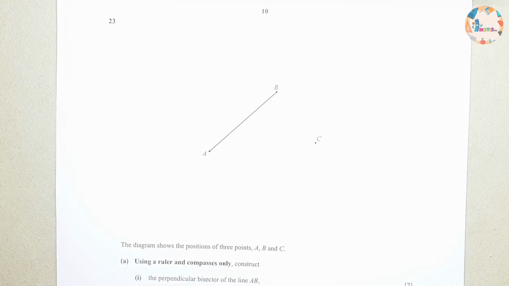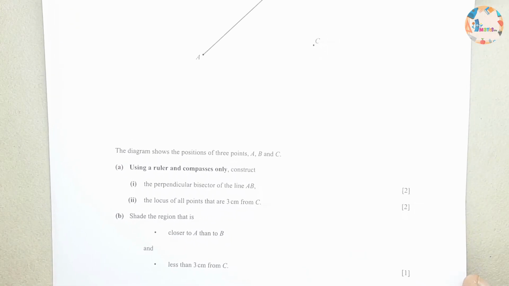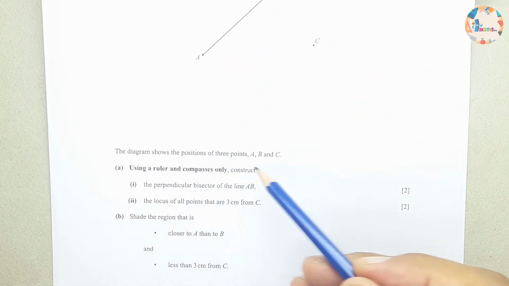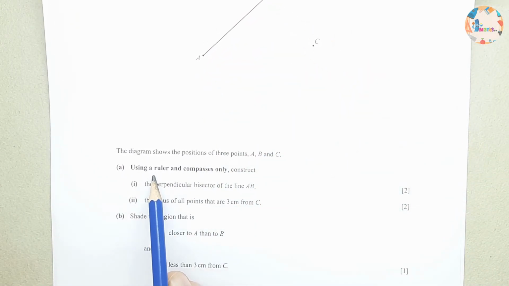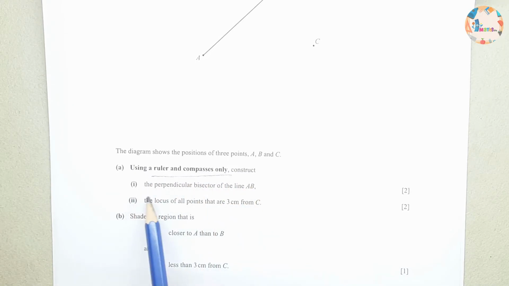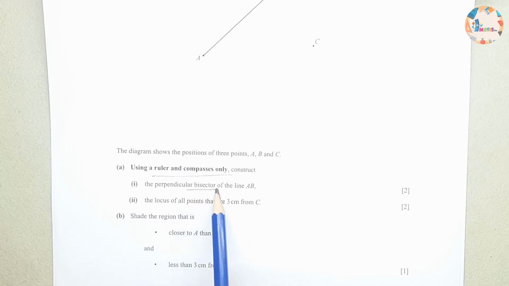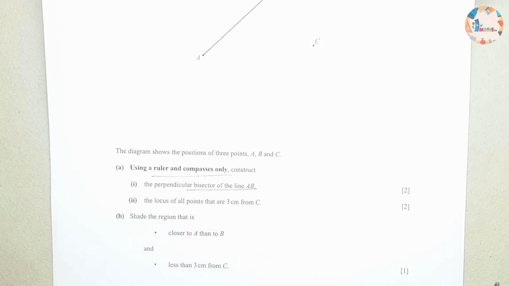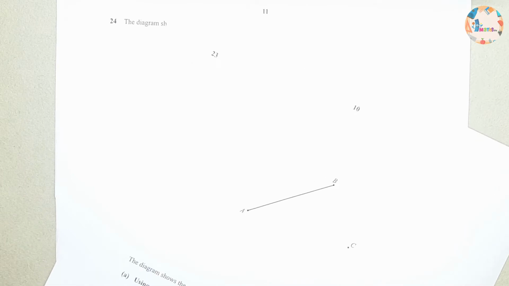The question number 23 is showing. The diagram shows the positions of 3 points A, B, C. So A, B, C, 3 points are shown. Use a ruler and compasses only. Construct the perpendicular bisector of AB. So our first task is to construct the perpendicular bisector of AB.